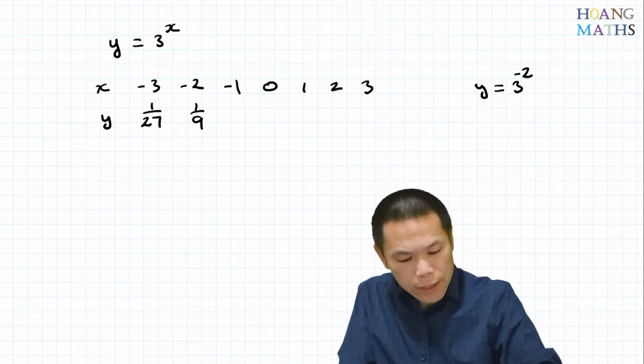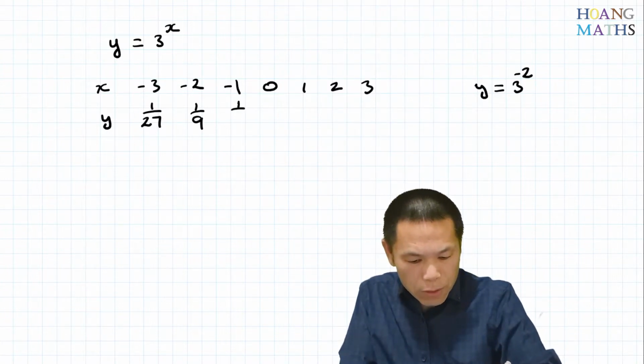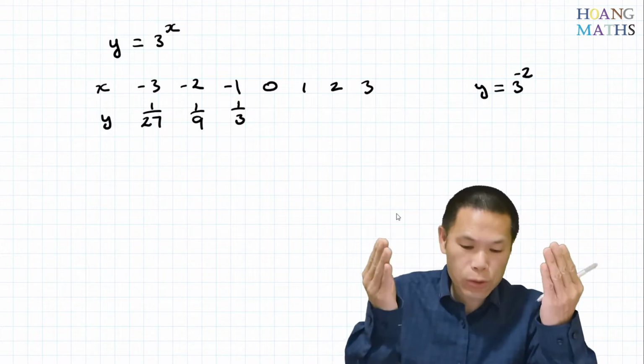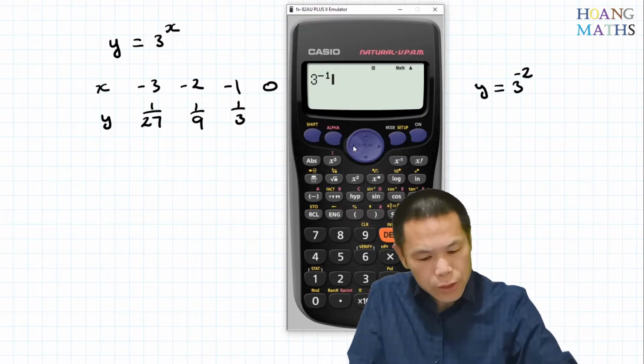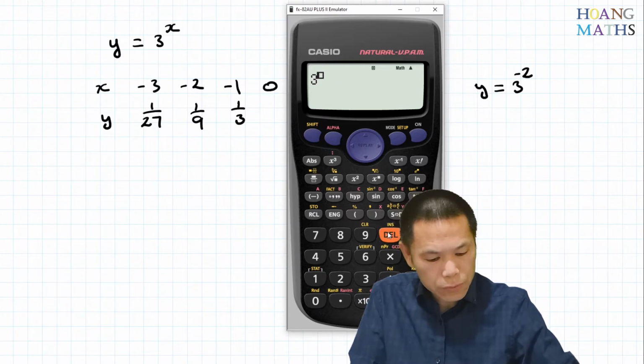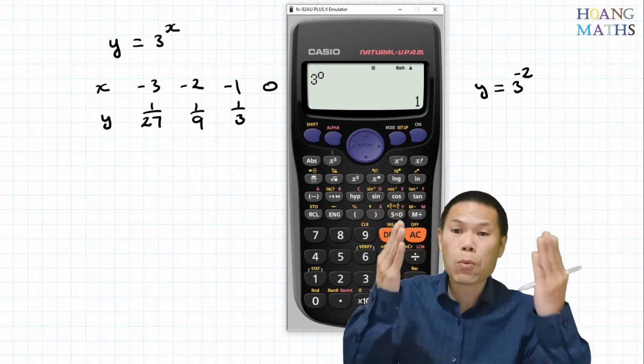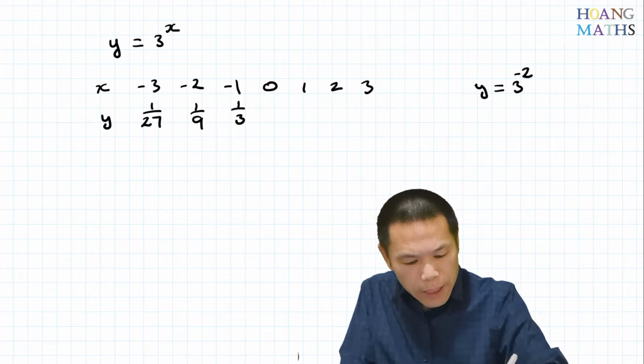So let me just write this down: 1 over 3. And when x equals 0, we can just put that in again. Change that into 0, so that gives me 1. Let me just write this down.